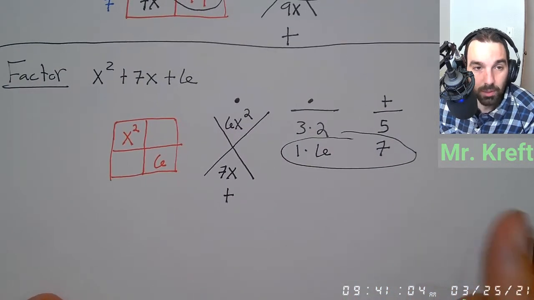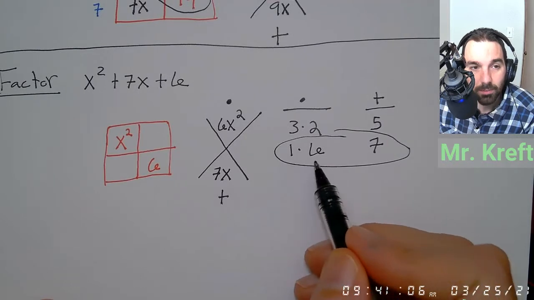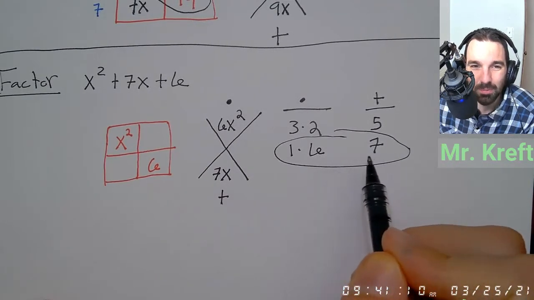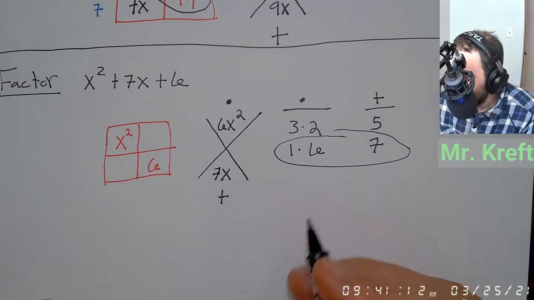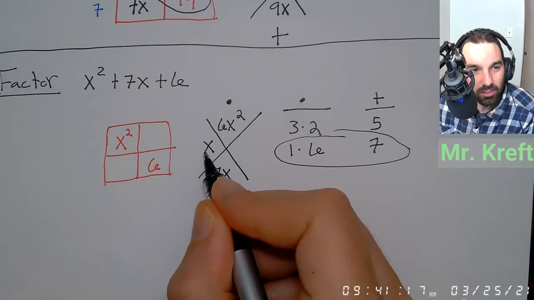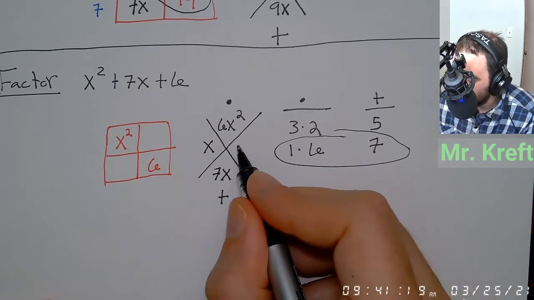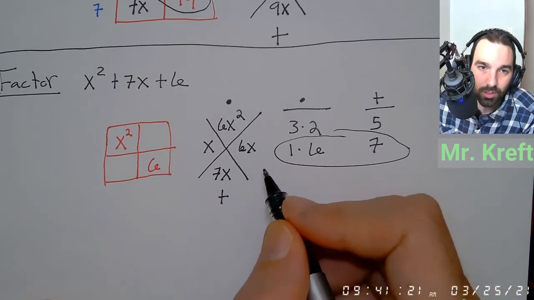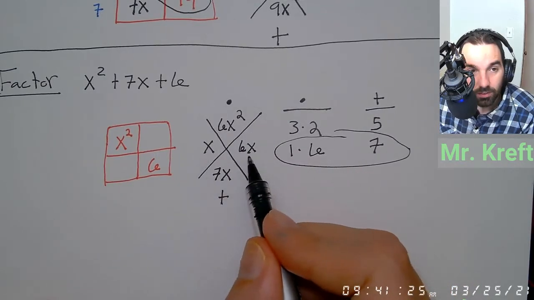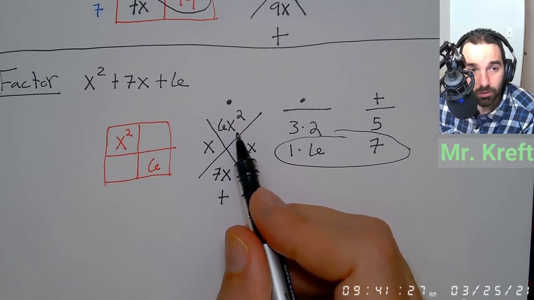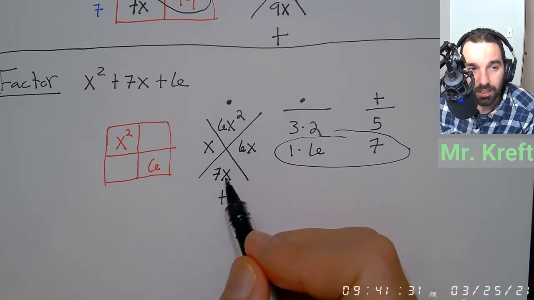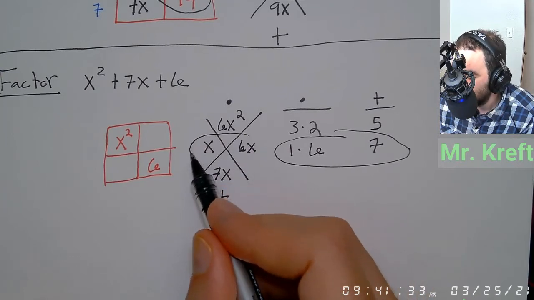So that's the one we want, right? We want 1 times 6 is 6. And 1 plus 6 is 7. So, right? We don't usually write the 1, so I can just write x, and then I can write 6x. So always double check your work, because this is where mistakes can happen. x times 6x would give me 6x squared. That looks good. x plus 6x, right? 1x plus 6x is 7x. So this is my answer.